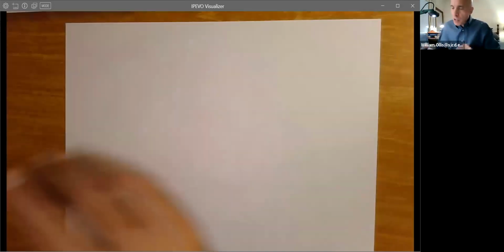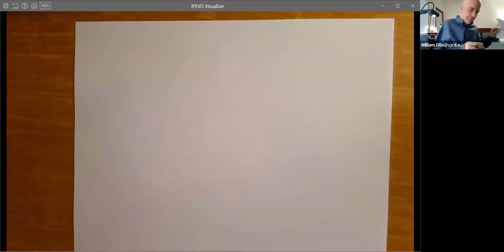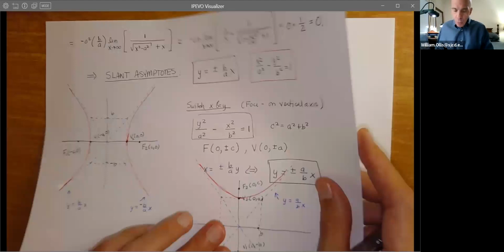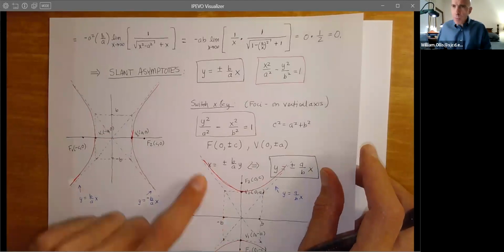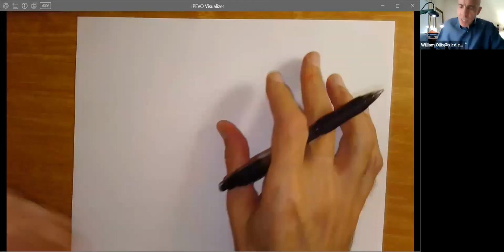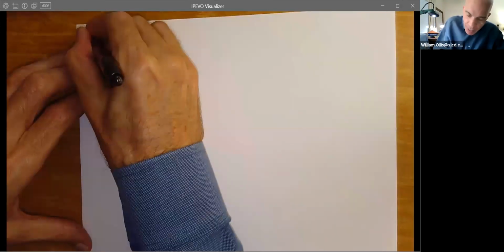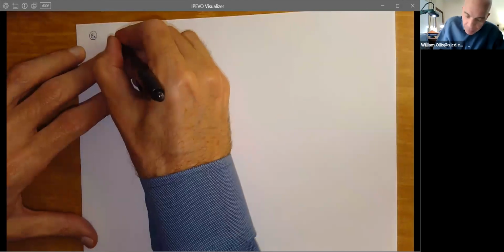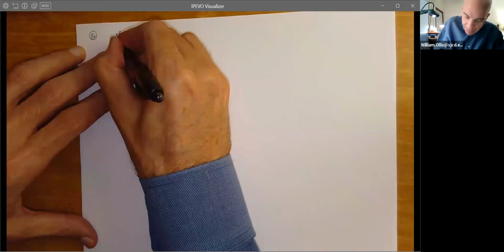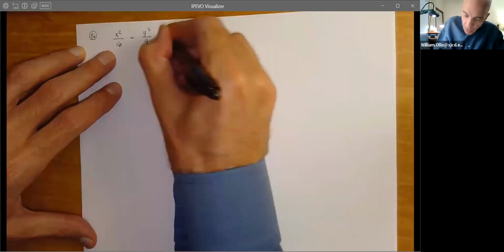So if we have some user-friendly curves, for instance, we have a setup here where we know exactly what to do with these. Let me just give you a user-friendly curve, just so you'll get used to the asymptotes. Say we have x squared over 16 minus y squared over 9.